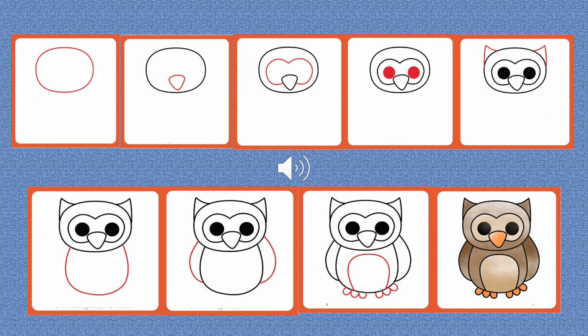One of the great things about drawing cartoons is that they can introduce young artists to the idea of one shape being in front of another. So let's start to draw the other picture of the owl.